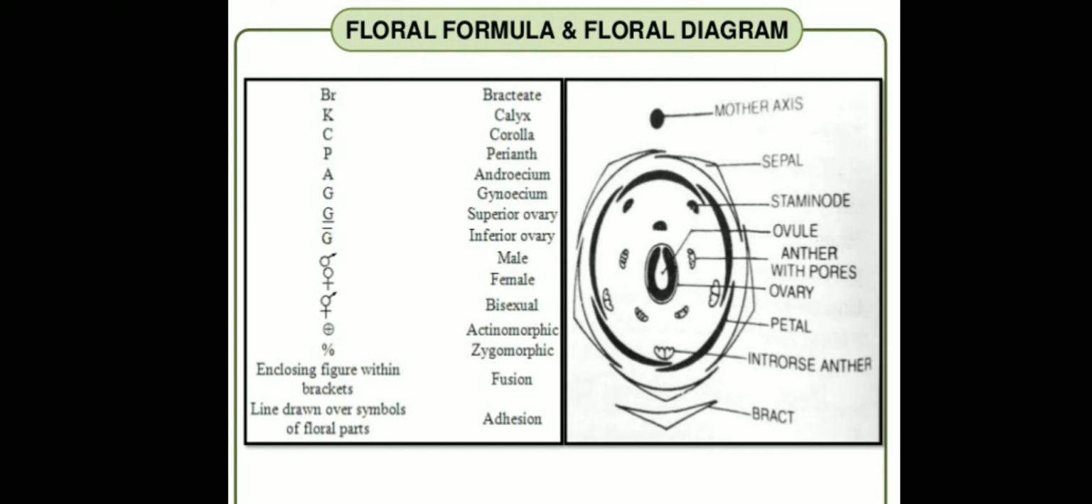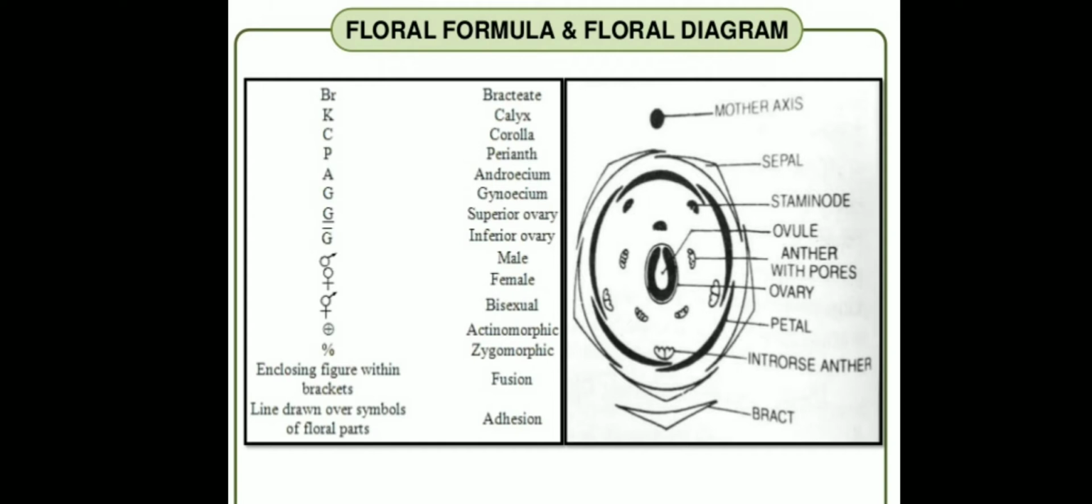If it's G with an underline, then that is for superior ovary. And if a line is above G, that is for inferior ovary. You can see the symbols for male, female and bisexual plants also. Actinomorphic has a sign like a circle with a plus sign inside the circle, and zygomorphic is represented by the symbol of a percentage sign. That is for the zygomorphic nature of the flower.